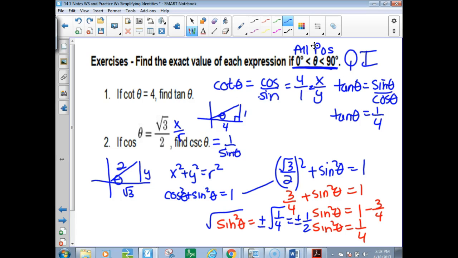Well, it told us in the beginning we're in quadrant 1. It has to be positive, but we have the sine, not the cosine, or the cosecant, excuse me. All right, so if the sine of theta is 1/2, the cosecant of theta is 2.